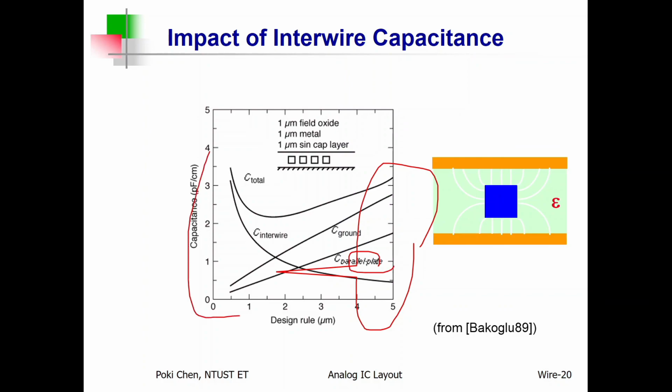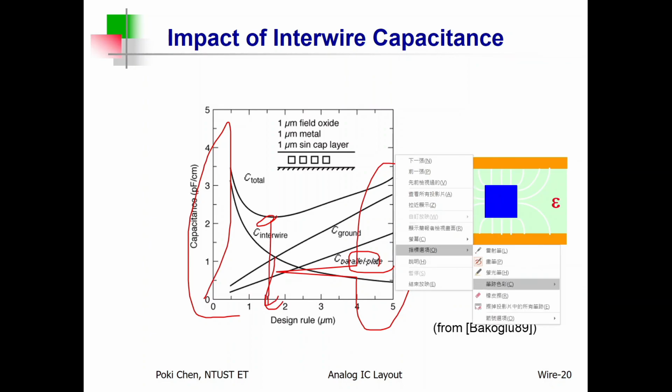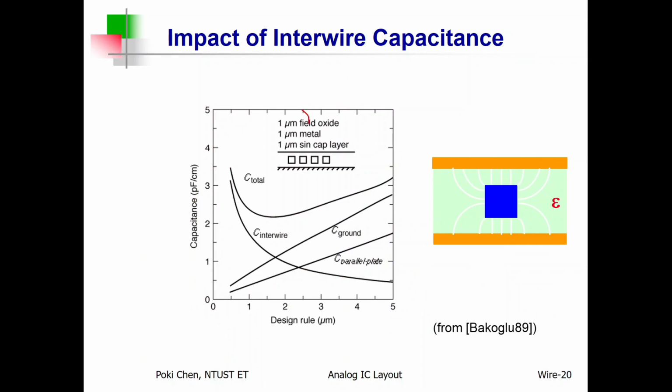When it becomes too narrow, fringing field dominates. So in between, you can reach the minimum value. If you would like to know the absolute value, it's hard to say. Here you can see it is normalized.